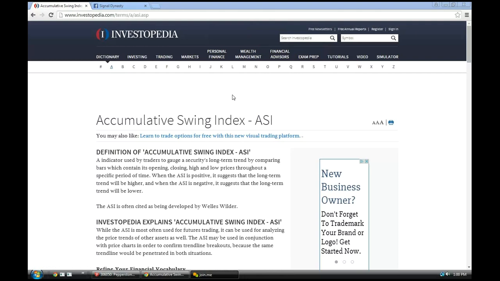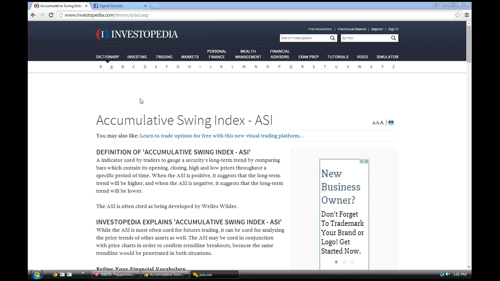I'm going to do a short training video over the ASI indicator, the accumulative swing index. The definition of the ASI is an indicator used by traders to gauge the security's long-term trend by comparing bars which contain its opening, closing, high, and low prices throughout a specific period of time.